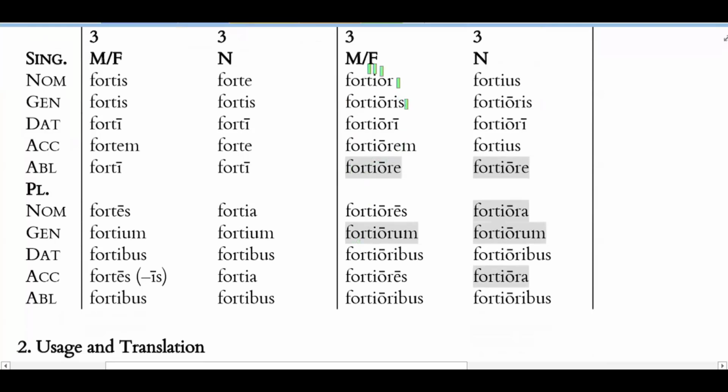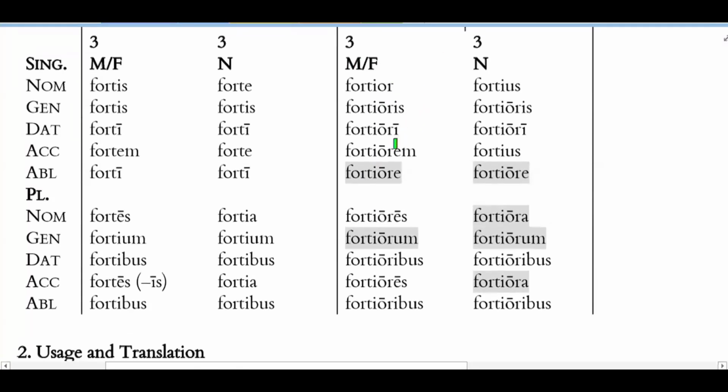So let's read the comparative form starting with the masculine, feminine. So you can repeat after me. So these are all the forms of braver. Fortior. Fortioris. Fortiori. Fortiorem. Fortiore.